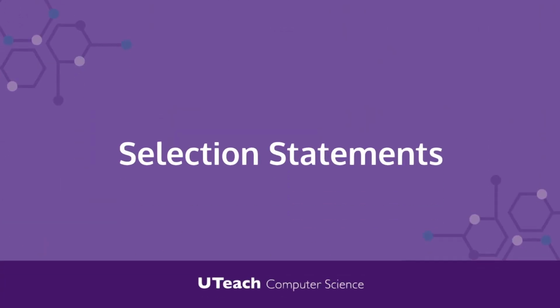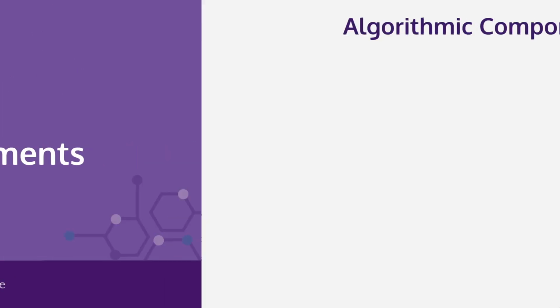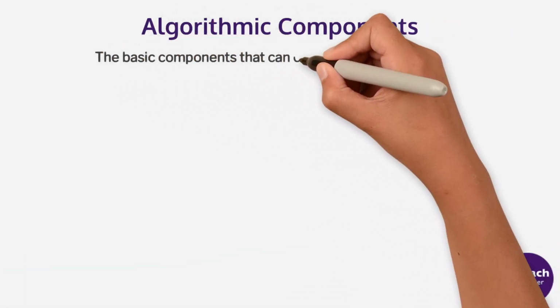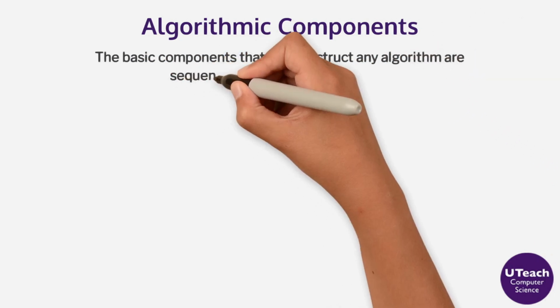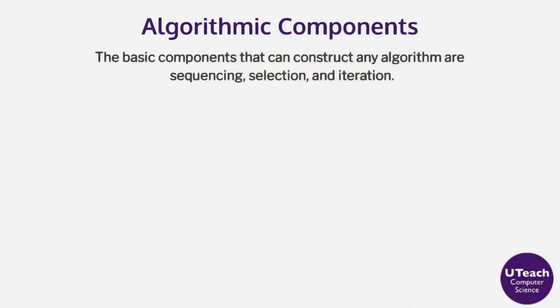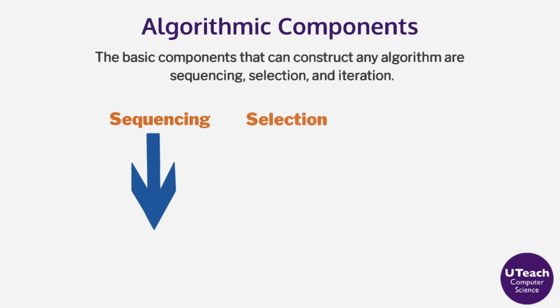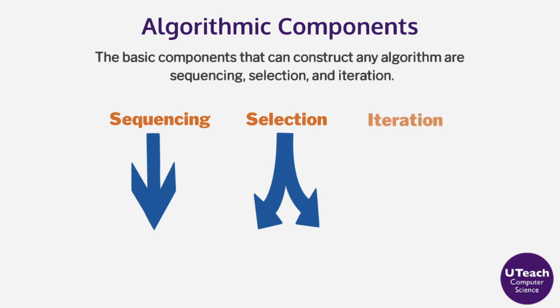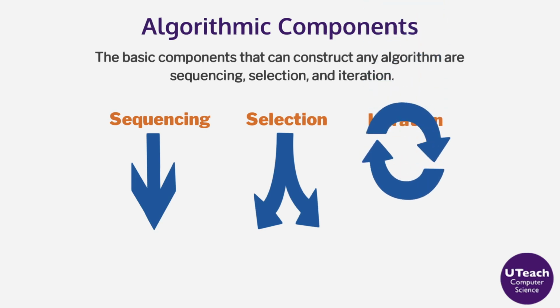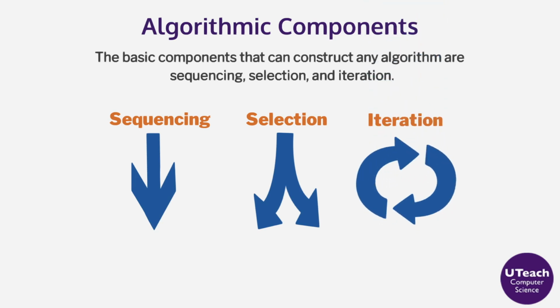Selection statements. The basic components that can construct any algorithm are sequencing, selection, and iteration. For sequencing, program flow executes one code statement at a time in the order specified by the algorithm. For selection statements, program flow is determined by a condition being true or false. For iteration, program flow executes a repeating portion of an algorithm.